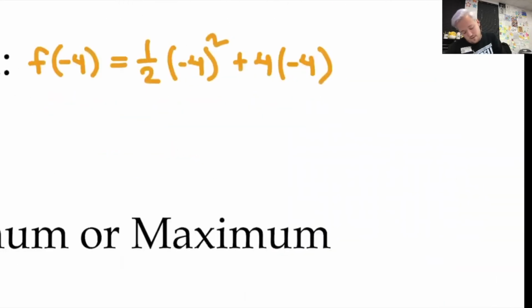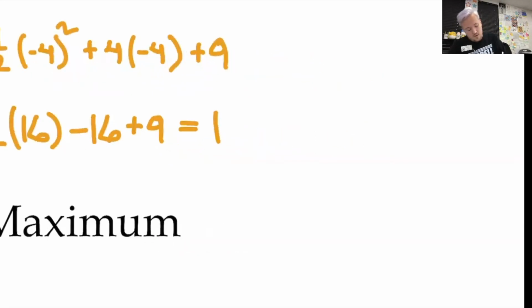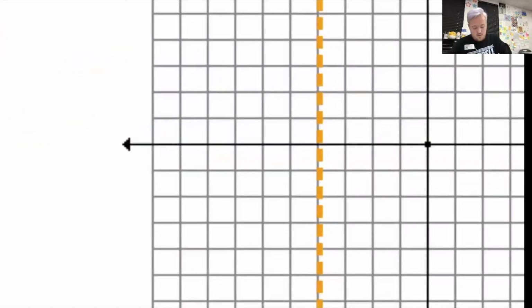And then I want to add 9. All right, so I'm going to have 1/2 times -4 squared, which gives you +16. Then 4 times -4 gives you -16. And we're going to add 9. So this is going to be half of 16, which is 8. So 8 minus 16, which is -8, -8 plus 9 gives you +1, which means your vertex value here is going to be -4, 1. So I'm going to put a point on my line at -4, 1.